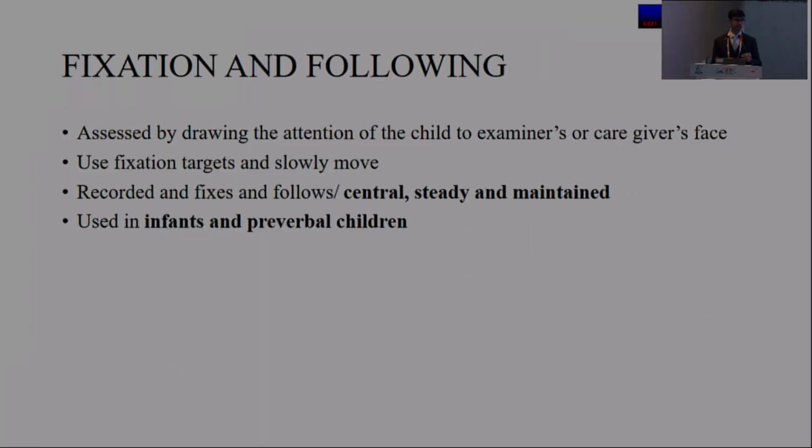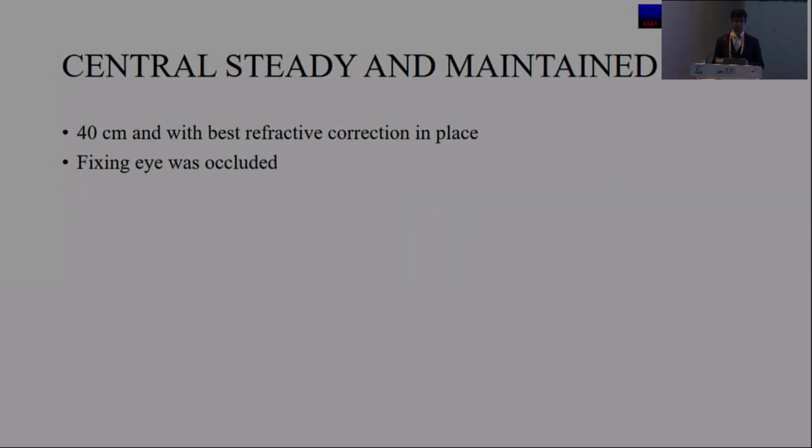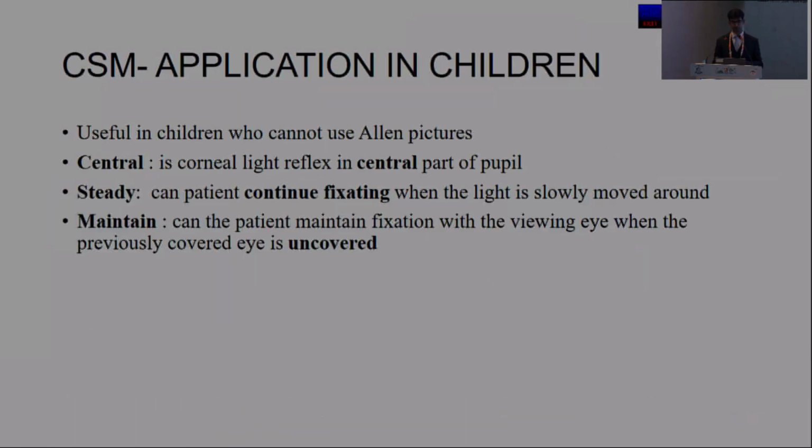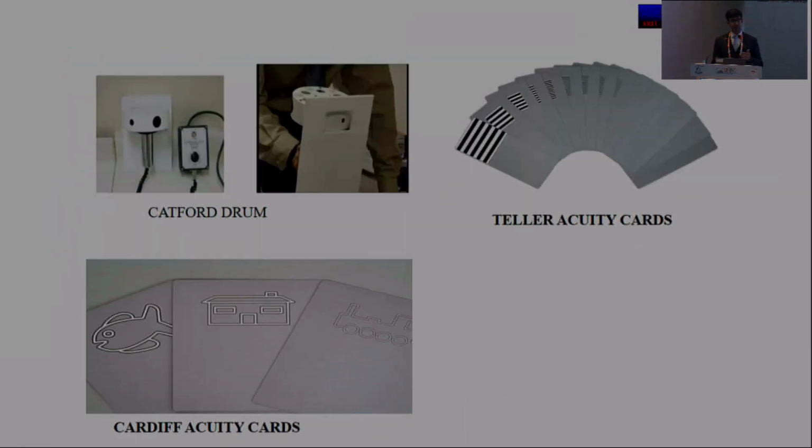In pre-verbal children, a central, steady, maintained fixation can help you give a prognosis to the parents. If it is non-central, unsteady, not maintained, the prognosis will be guarded, and you have to tell the parents that despite the surgery, despite long follow-up, the kid may not gain vision beyond a point. Vision tests in infancy have already been discussed.